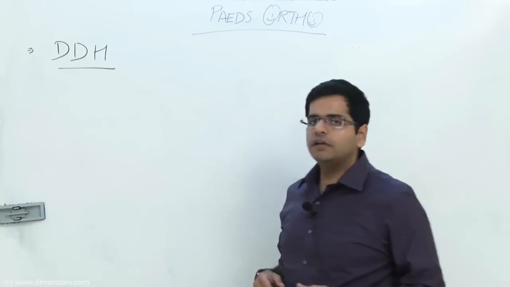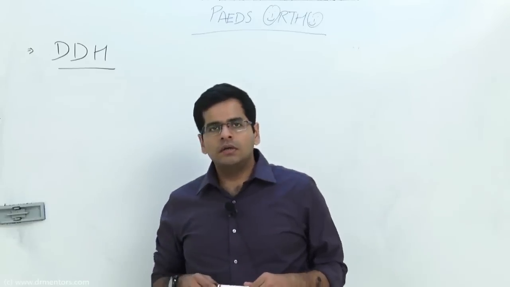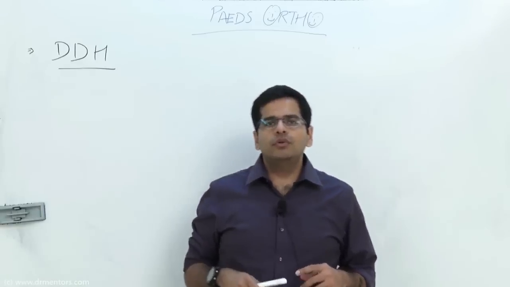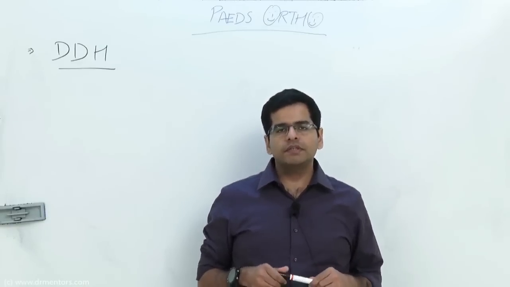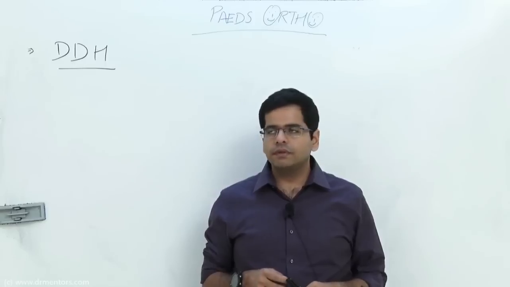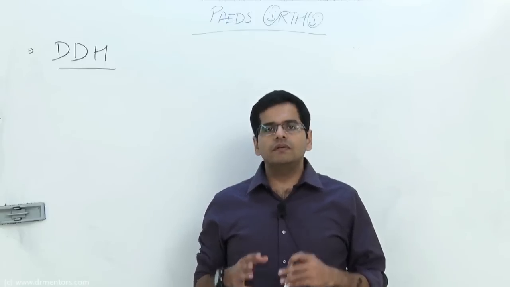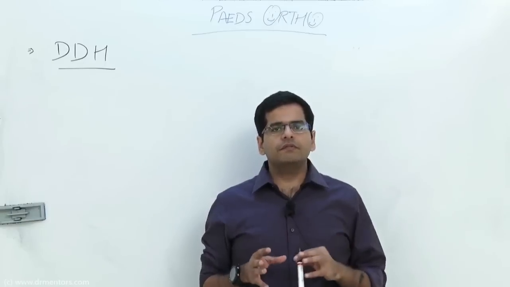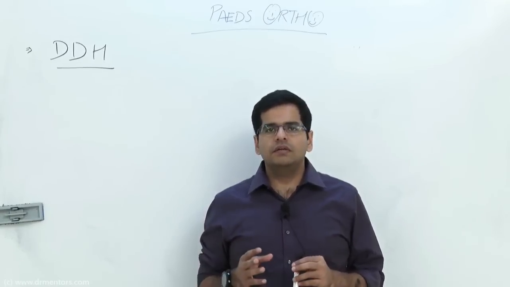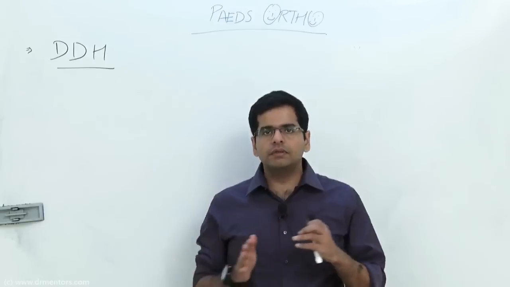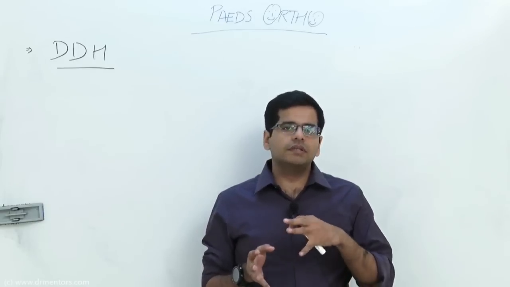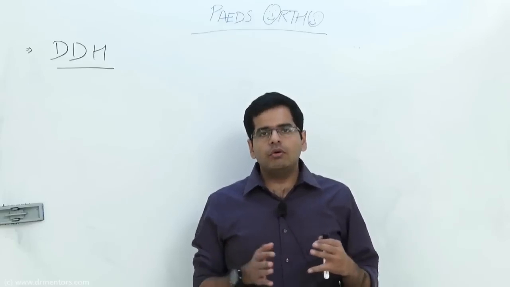Now we'll talk about DDH. What is DDH? DDH is developmental dysplasia of hip. Earlier it was known as congenital dysplasia or congenital dislocation of hip. But why is it now known as developmental dysplasia of hip? Because over a period of time it was found that it is not congenital. It develops over a period, whether it develops intrauterine or in the early newborn phase.